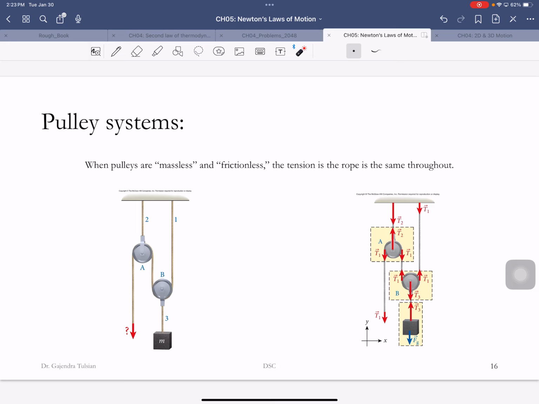Again, in the ideal case, if these are massless and frictionless, this tension is the same. So if this is a 100-pound weight, the tension is 50 pounds. You can lift this object up with a force equal to half its weight. Sounds like free lunch to me. What is the price you paid? It moves half as far. Very good, my friend. So to lift it 1 foot, you have to pull 2 feet.